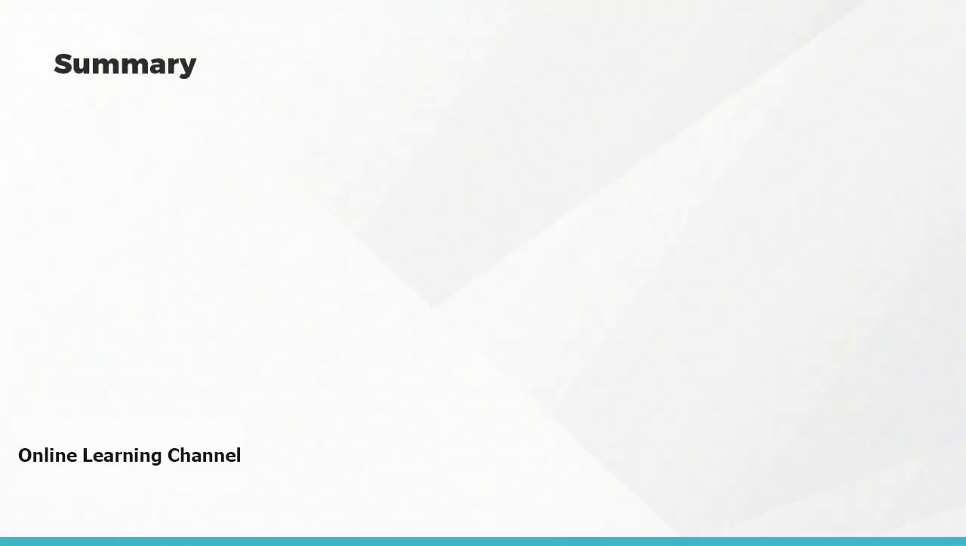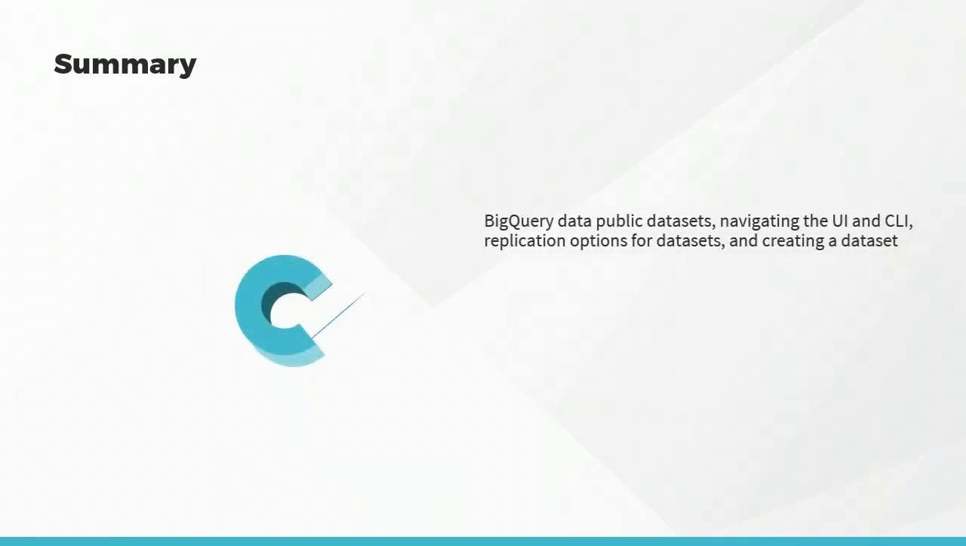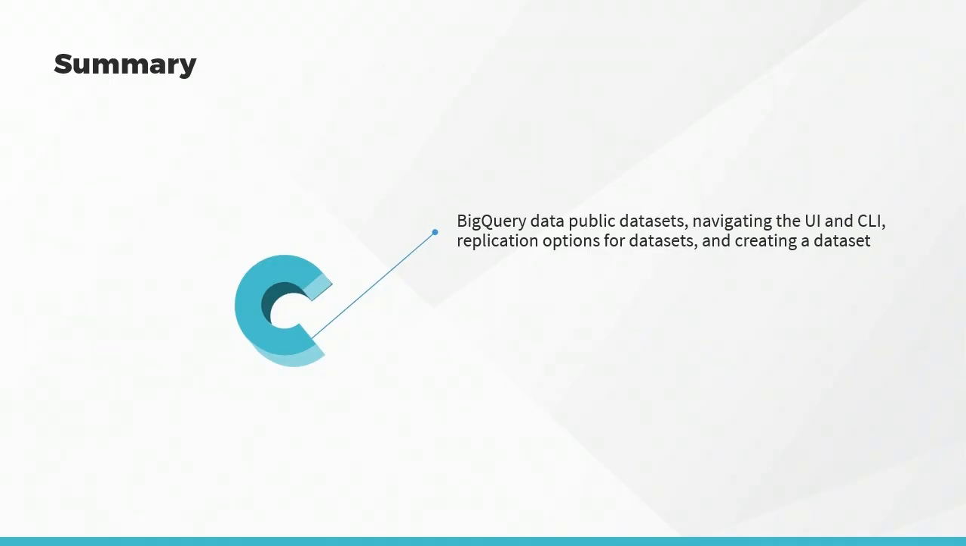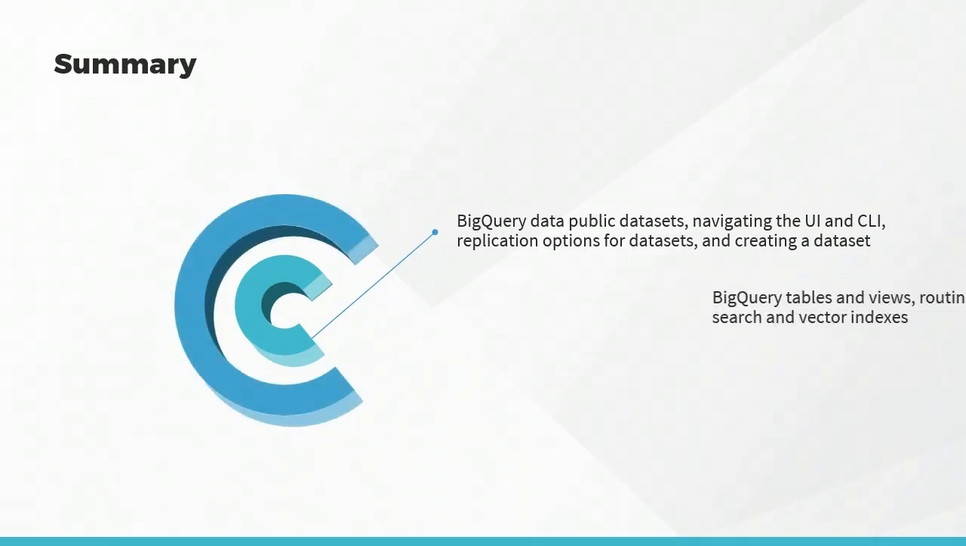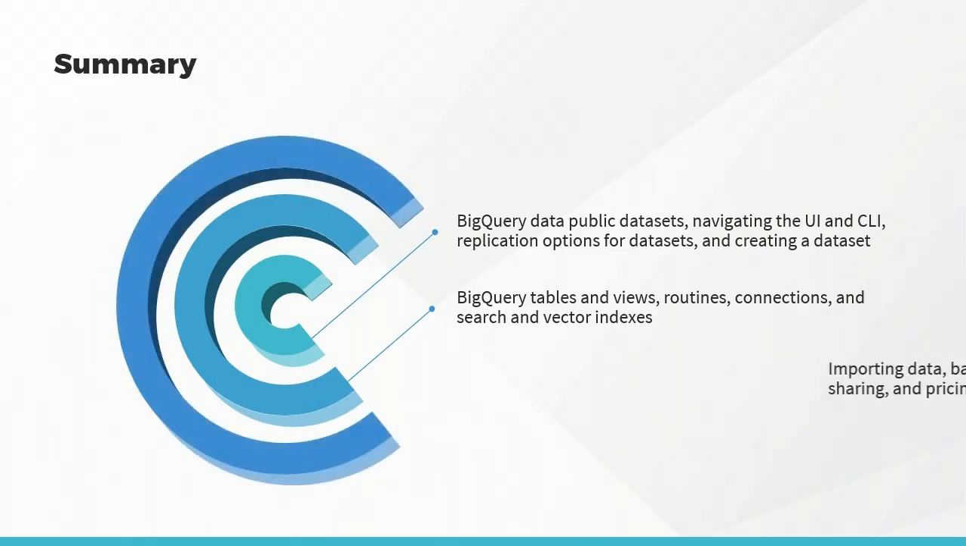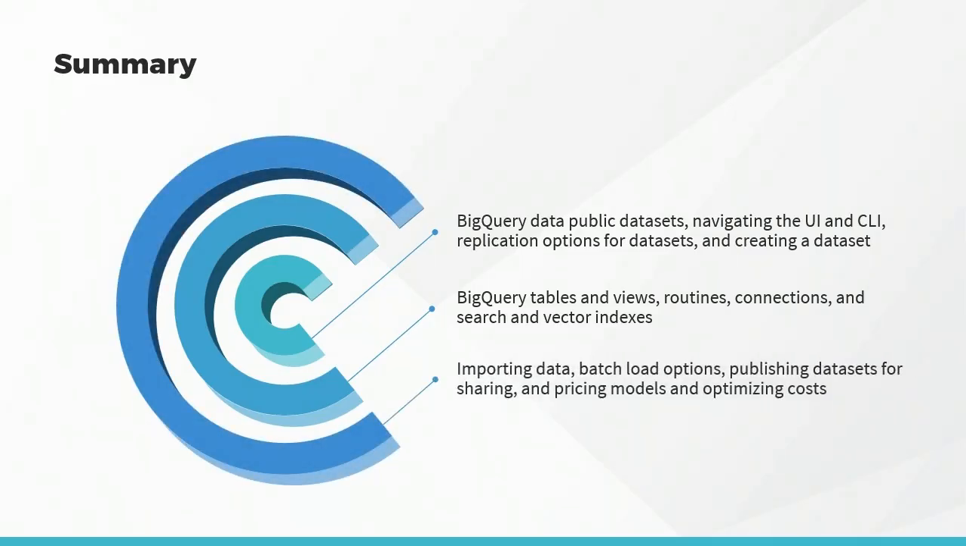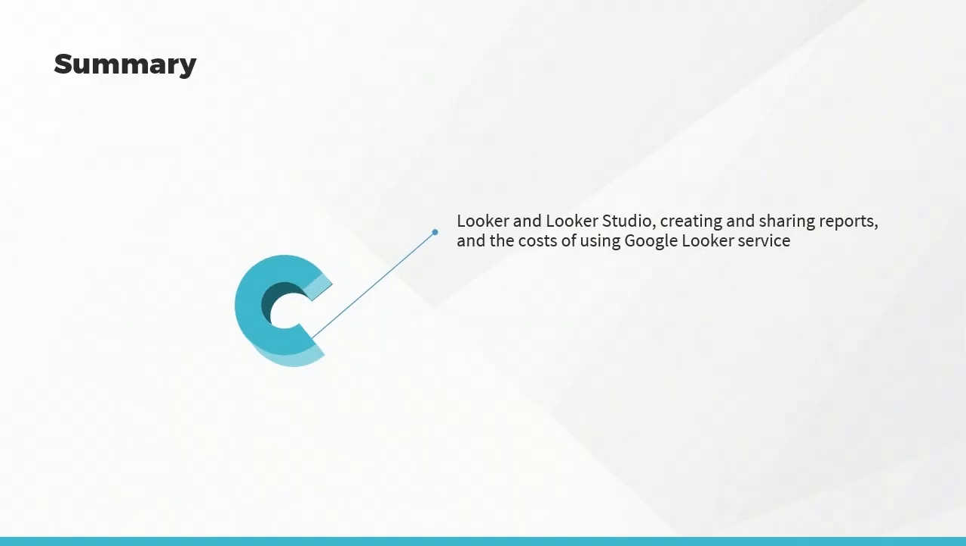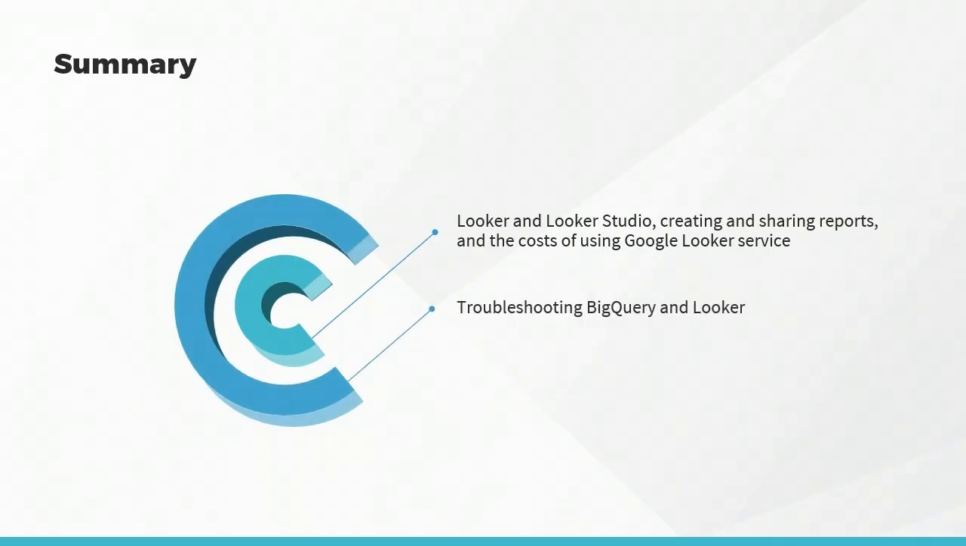In this course, we've examined how to utilize BigQuery and Looker to analyze, share, and optimize data-driven insights effectively. We did this by exploring BigQuery public data sets, navigating the UI and command line interface, replication options for data sets and creating a data set, BigQuery tables and views, routines, connections, and search and vector indexes, importing data, batch load options, publishing data sets for sharing and pricing models, and optimizing costs. We also covered Looker and Looker Studio, creating and sharing reports and the costs of using the Google Looker service, and troubleshooting BigQuery and Looker.